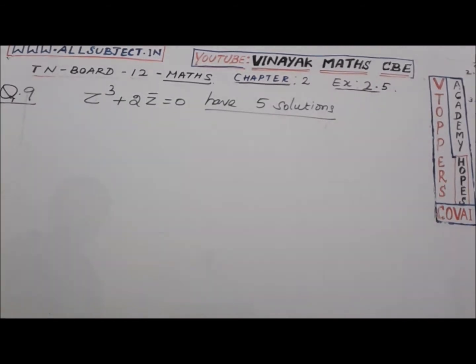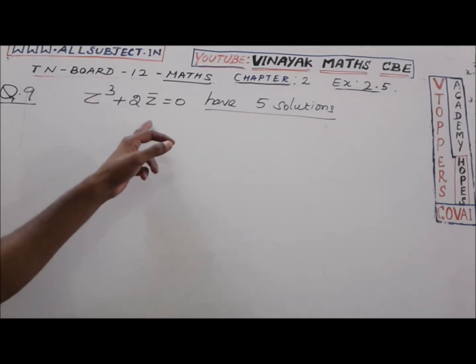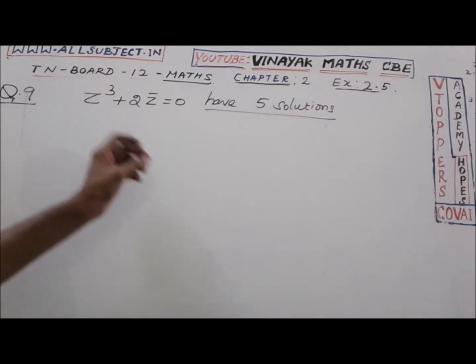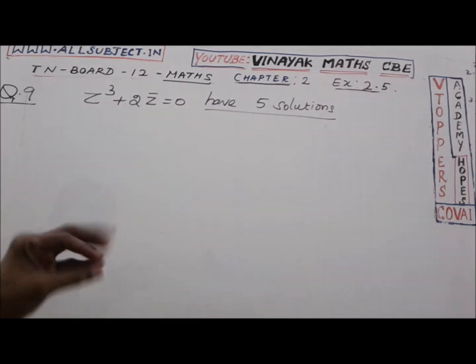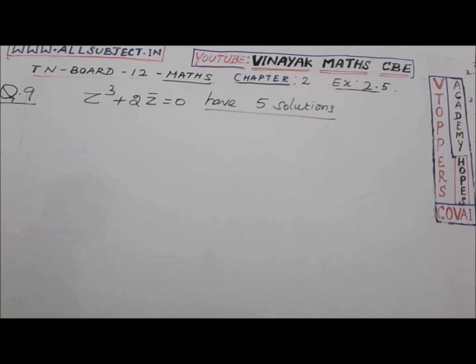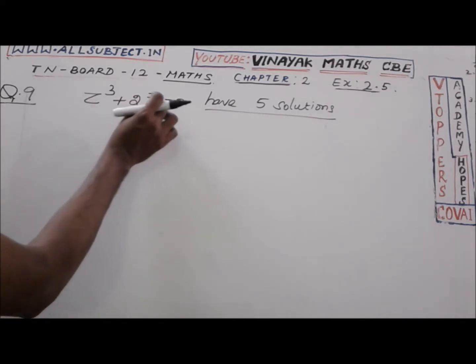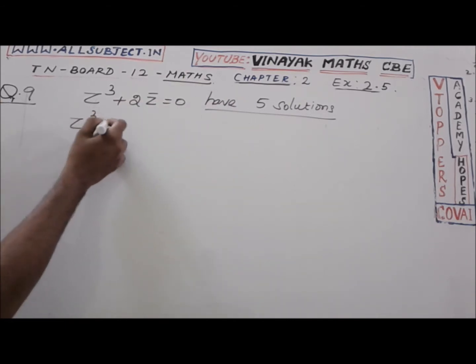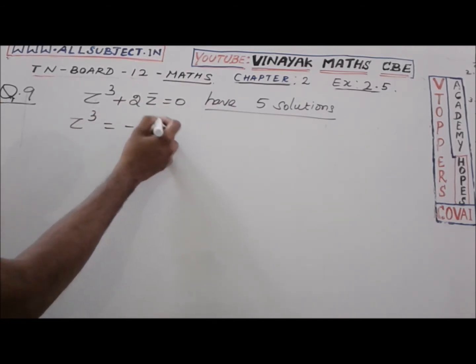Question number 9. Show that the equation z cube plus 2 z bar equal to 0 has 5 solutions. The power is 3, but we should show that 5 solutions exist for this equation z cube plus 2 z bar equal to 0. Now bring it to the right side: z cube equals minus 2 into z bar.